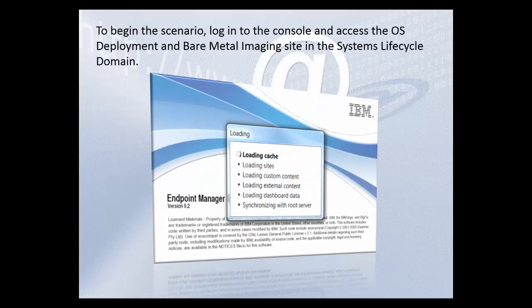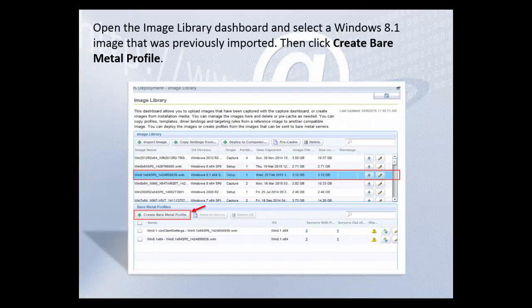To begin the scenario, log into the console and access the OS deployment and bare metal imaging site in the system's lifecycle domain. Open the Image Library dashboard and select a Windows 8.1 image that was previously imported. Then click Create Bare Metal Profile.